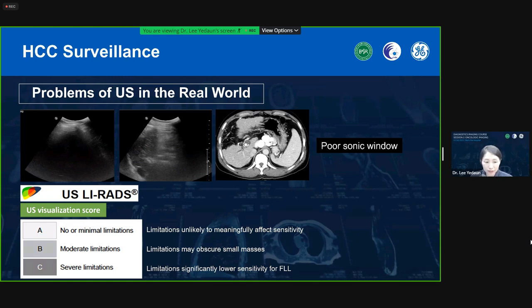In our daily clinical practice, we sometimes encounter patients with a poor sonic window like this figure. Through the subcostal and intercostal approaches, the liver cannot be sufficiently evaluated as the liver is shrunken due to liver cirrhosis. The LI-RADS US visualization score system classifies the degree of visualization of the liver into three categories. A means that limitations are unlikely to meaningfully affect sensitivity. In score C, limitation significantly lowers sensitivity for focal lesion detection.